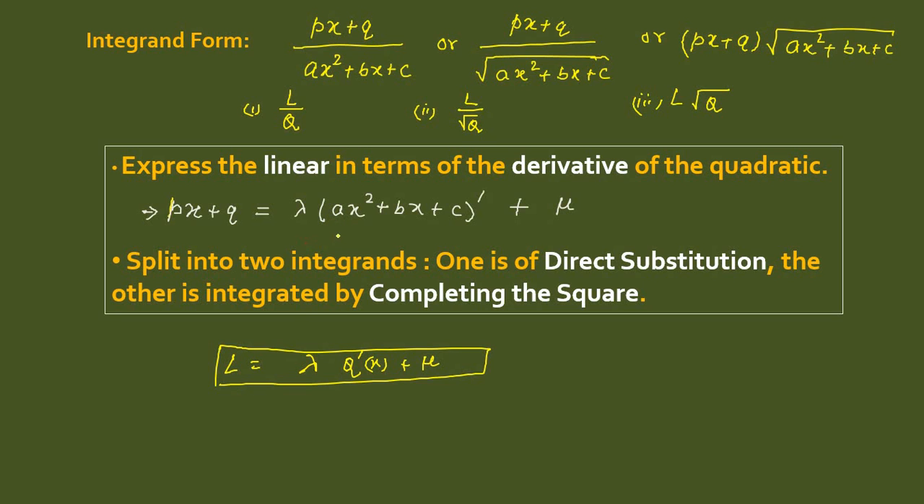After that we will substitute this form of px + q back into the integrand, and from there we will split the integrand into two. The first integrand will lead us to direct substitution, and the second integrand will lead us to completing the square, which we have discussed in the previous lesson. So let us understand how we can apply this in an example.